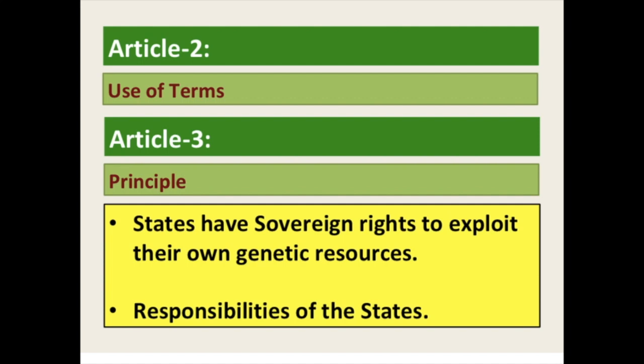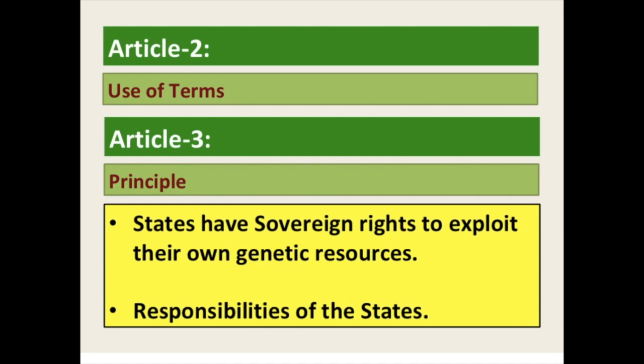Next, genetic resources are also defined in this. So any genetic material that is of potential use is basically the genetic resource. Habitat is also defined. So place where organism or population occurs naturally, that is basically defined as habitat. Now moving to the Article 3.